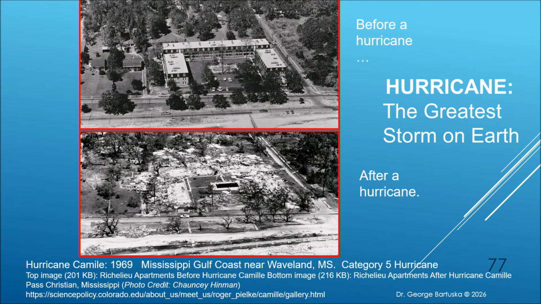This is Hurricane Camille in 1969. This is the coast of Mississippi. That's the Richelieu Apartments on the top view. That's a 3-story apartment building. 15 people approximately decided to stay behind and have a hurricane party. Below is what was left after the storm surge. Basically just the foundation and the swimming pool.